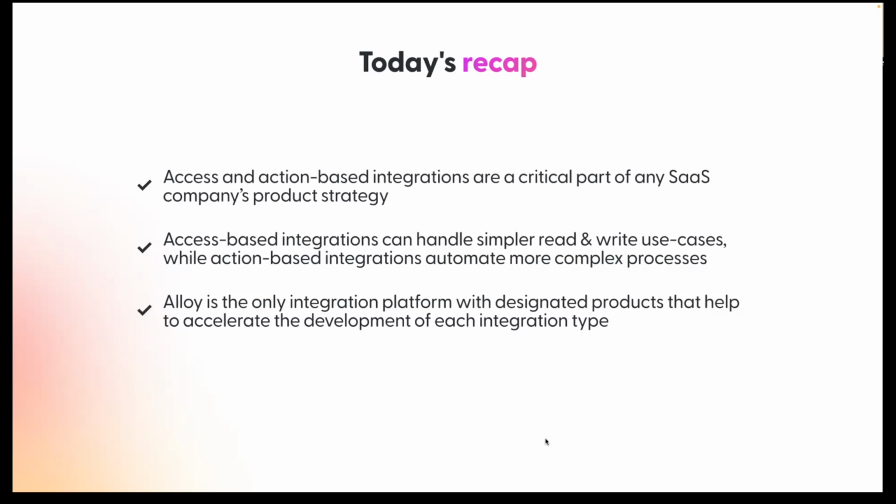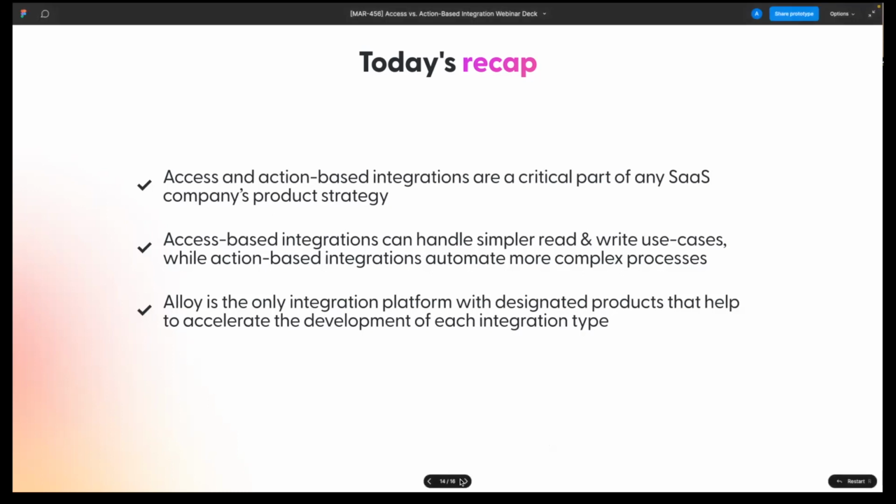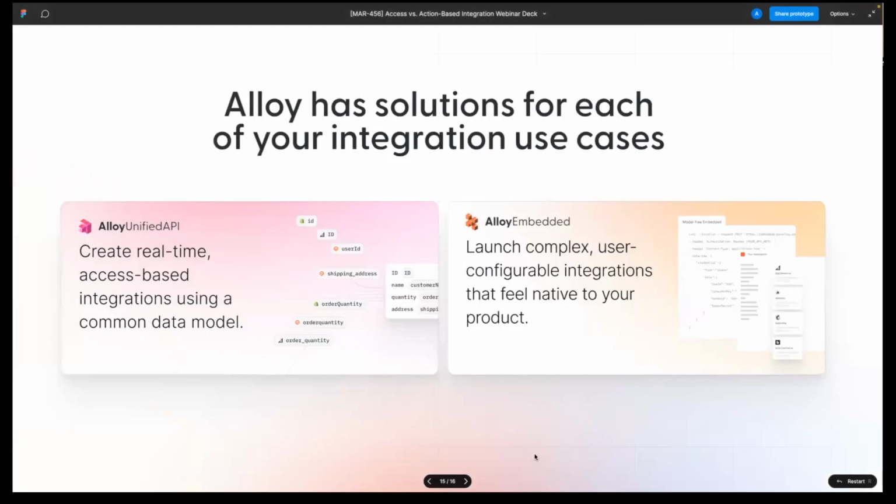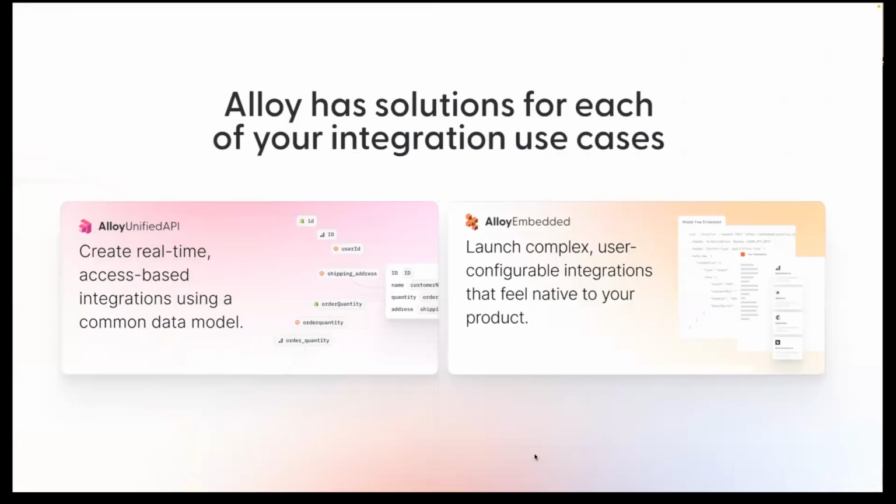And then lastly, Alloy is one of, if not the only integration platform with designated products to help accelerate the development of both of these integration types. And so, as I mentioned in more detail earlier, right, Alloy's unified API, by hitting common data models that are associated with the app category that you need to integrate with, you can quickly launch real-time access-based integrations with, let's say, BigCommerce, Shopify, and Magento in a matter of minutes.